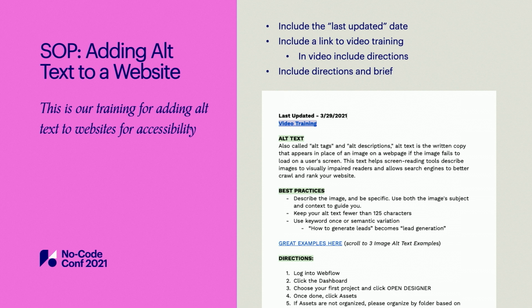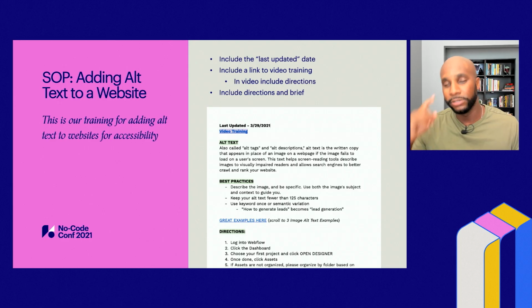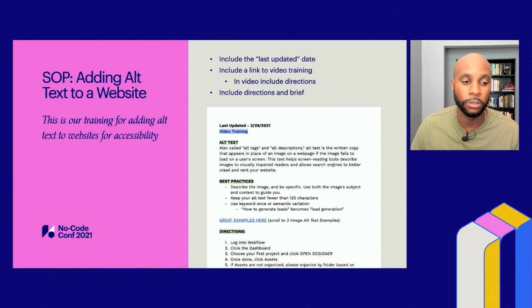First things first, you want to have the last date it was updated. The main reason being it'll tell the team member that's using it, okay, it's been like 5 months since it's been updated. Let's go ahead and dive in and do an update to this SOP. Then you also want to have a link to a video training. And I'm going to get more into detail on that because that's important.